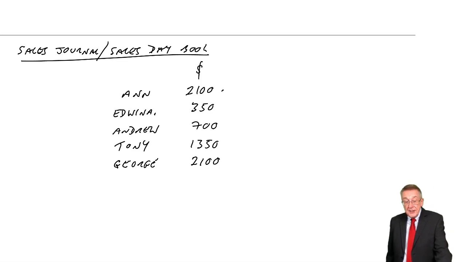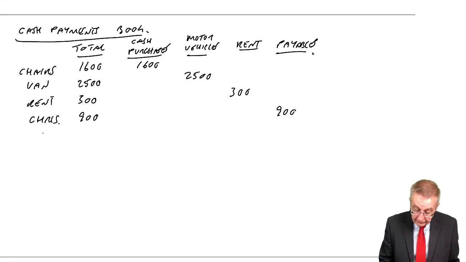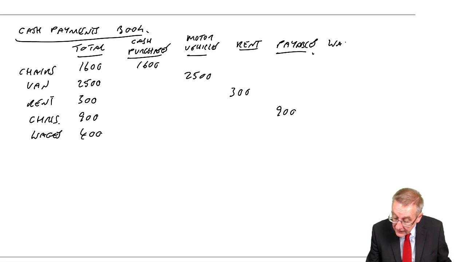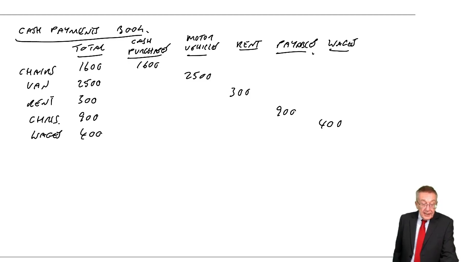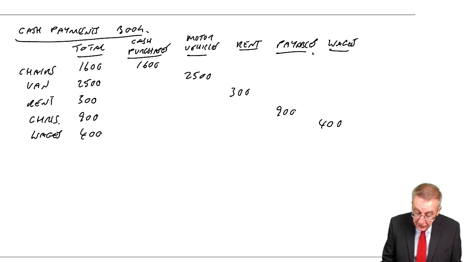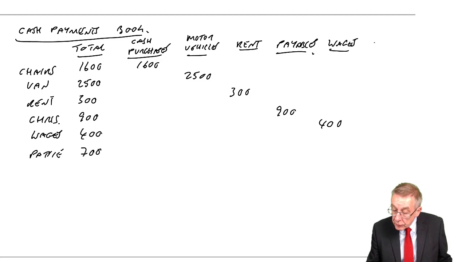R, we paid wages of 400. So we've paid out cash. It goes in the cash payments book. And as always, we'll analyse. So we need a column now for wages. And finally, Patty withdrew 700 cash from the business bank account for herself. So it's cash out of the business, it's cash payments. Patty again was the owner. And remember, anything the owner takes is drawings or withdrawals. How much was it? 700.